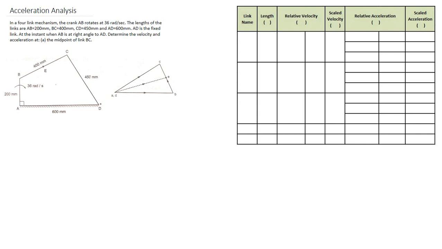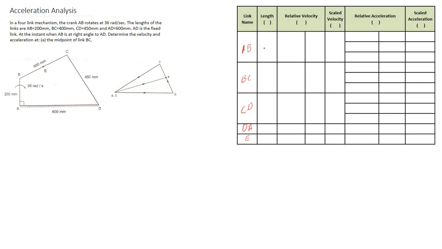So first of all, we have to draw the velocity diagram. How to draw the velocity diagram is already explained in my previous videos, so please refer to that. Now I am continuing with the acceleration analysis. The links are AB, BC, CD and DA, and finally we have to find the velocity and acceleration of the point E.